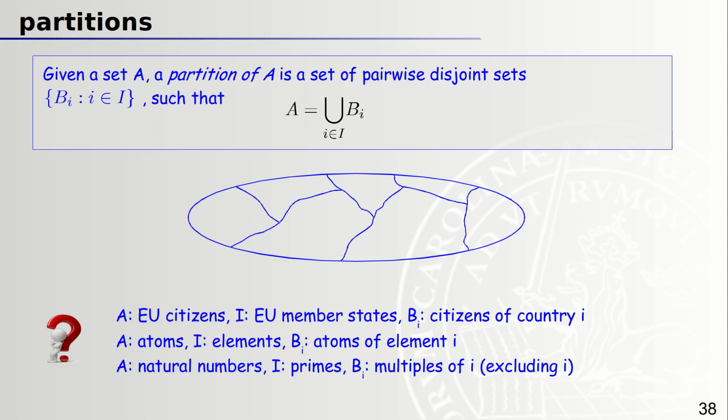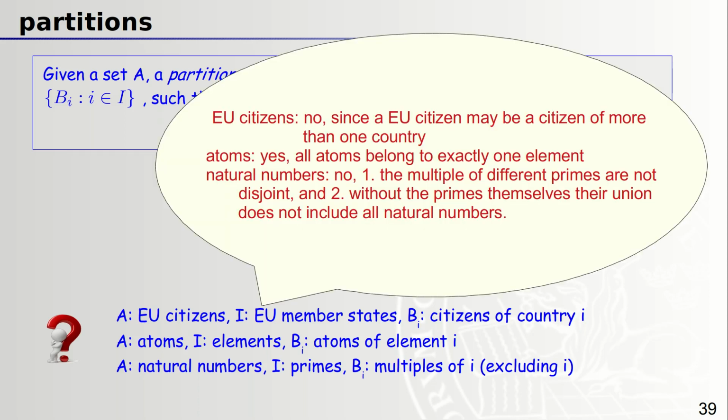For example, are these families of sets partitions of the set A? In the case of the EU citizens, no, since an EU citizen may be a citizen of more than one country, and so that means that the B_i are not pairwise disjoint. The atoms are partitioned by the elements, since every atom is an atom of exactly one element.